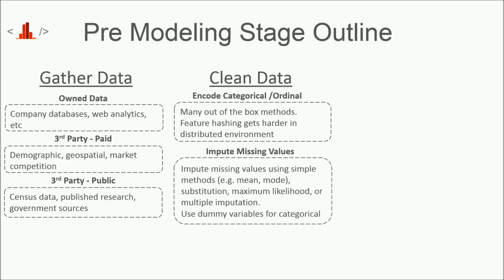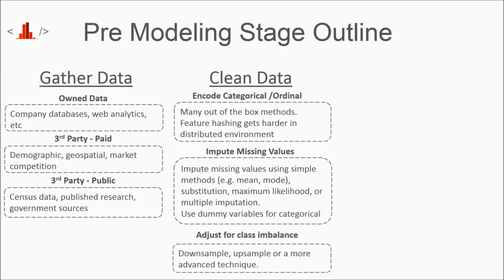And then you also want to impute missing values. You can use things like mean or mode, or you might use substitution, or you might get a little bit more fancy with it and use something like multiple imputation. And of course, you're going to want to have a dummy variable for if you have a null value and your data is categorical. And then you also might start off by adjusting for class imbalance. So this isn't always the case. Sometimes you might want to start modeling first and see if the class imbalance has an impact.